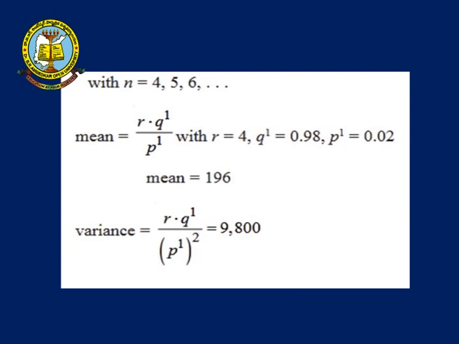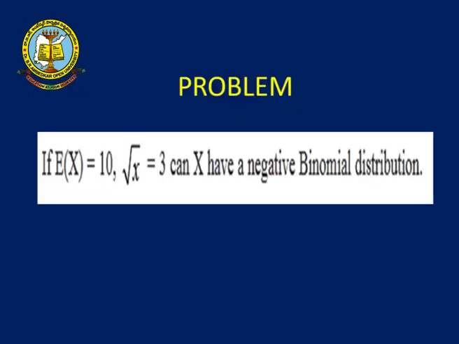The mean is equal to R into Q dash by P dash. R is equal to 4. The values are substituted here: Q dash is equal to 0.98, P dash is equal to 0.02. The mean is 196. Simplifying, the variance, substituting the values, is 9800. Another problem: E of x is equal to 10, root of variance of x is equal to 3.